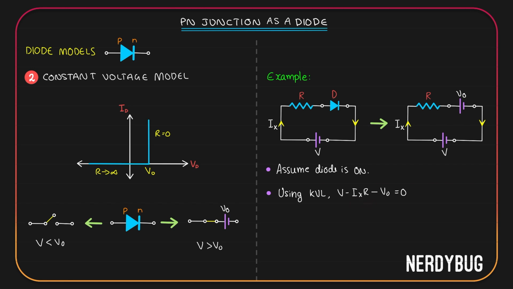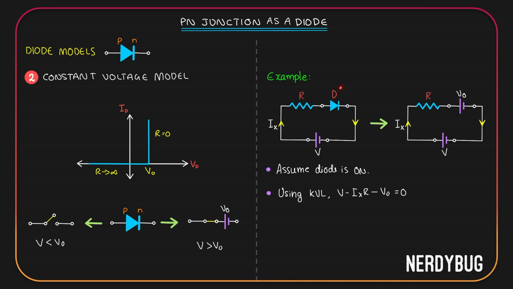This equation is simpler than the equation we got in the previous example when we took the exponential model of the diode. We can solve it to find whatever is to be found. The constant voltage model is obviously less accurate than the exponential model. But for most of the circuits, this much accuracy will be enough for us. There is one simple concept I want to add over here.